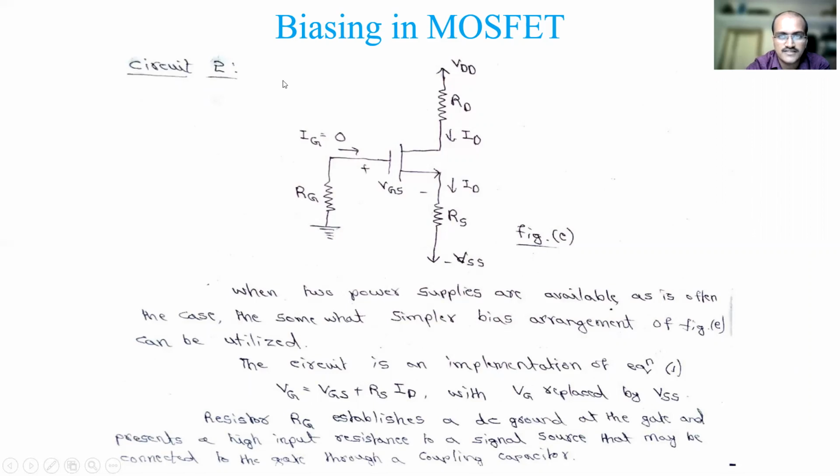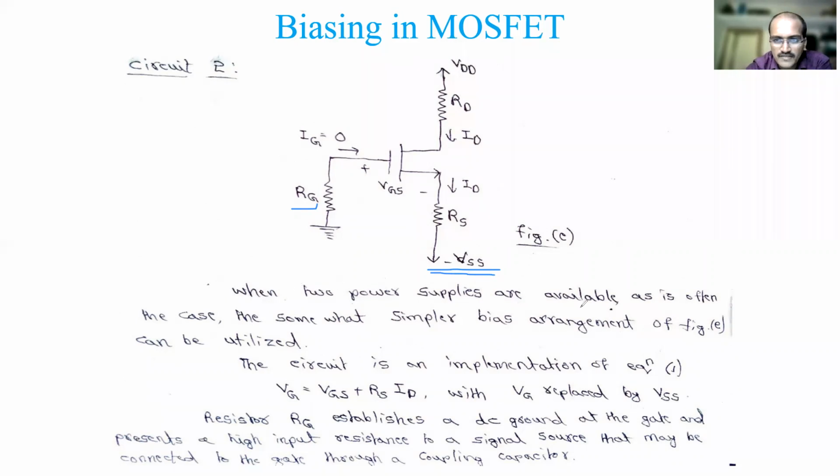This is another biasing circuit. This is also equally used, but here a voltage divider is not used. Instead, an RG is connected at the gate side, and the remaining is all the same. RD is there, RS is there. Instead of the voltage divider, the gate is connected to ground like this. Another thing is that on this side we have connected another supply, a dual power supply. This is VSS and this is VDD. That is the only change, and this is also a very good biasing scheme for MOSFET. So this also we'll see the design.